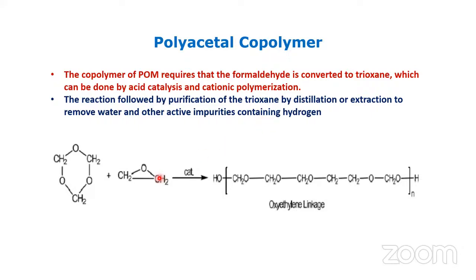Here, the general representation of polyacetal copolymer has been given. If you observe, the repeating units are somewhat similar to your homopolymer system, but here there are ethylene, or you can say ethoxy linkages in between. That is the difference between the repeating units present in your homopolymer and copolymer systems.